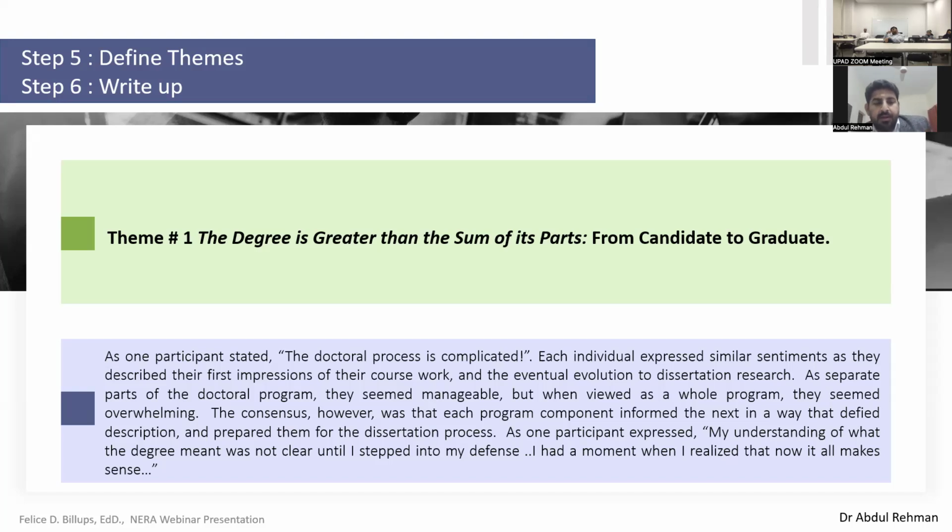Thank you. So we have conducted the study. We have selected the participants who were in the mid-career of their professional development and who were curious about their higher study. So we selected the theme based on their transcription: "The degree is greater than the sum of its parts: from candidate to graduate." Now, as a researcher, I write that explanation and produce the report.